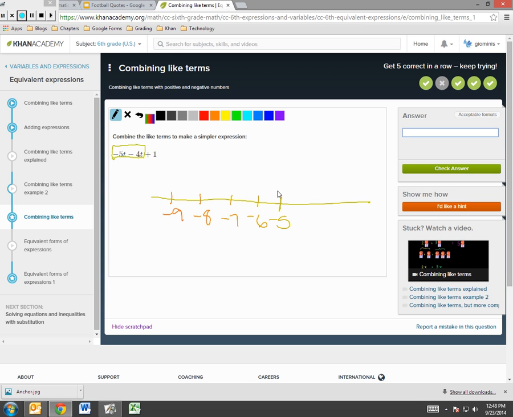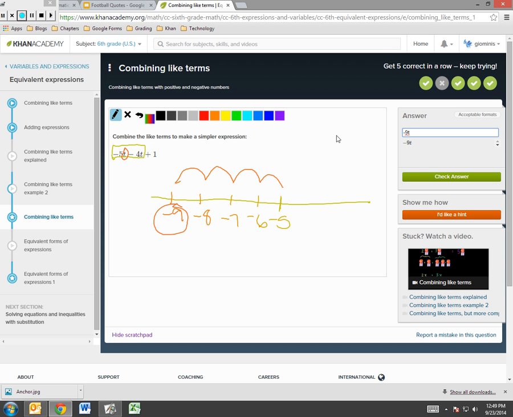So if I'm at negative 5, I'm going to go back 4 more. I'm going to get 4 smaller. 1, 2, 3, and 4. I end up at negative 9. And the reason why I combine these two terms is because of the variable t. It is negative 9t. And notice at the end there, I can't forget about that, plus 1.